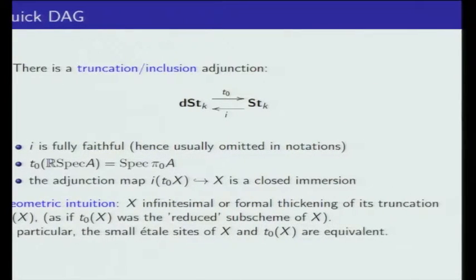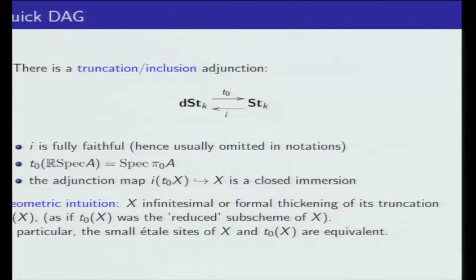There is a truncation and inclusion adjunction that goes between usual infinity stacks and derived stacks. There is a functor I that views a stack as a derived stack, and there is a truncation: each time you have a derived stack, you can truncate it and get the usual stack, meaning infinity stacks in general. I is fully faithful, so you can embed the theory of stacks into the theory of derived stacks without losing anything. The truncation functor is essentially defined by this formula: the truncation of an affine is the usual spectrum of pi_0 of A, or H^0 of A if you work in characteristic 0. These functors are adjoint, and the adjunction map is a closed immersion.